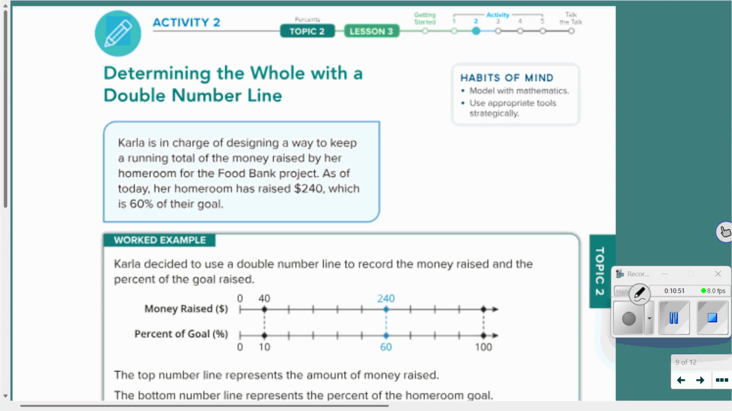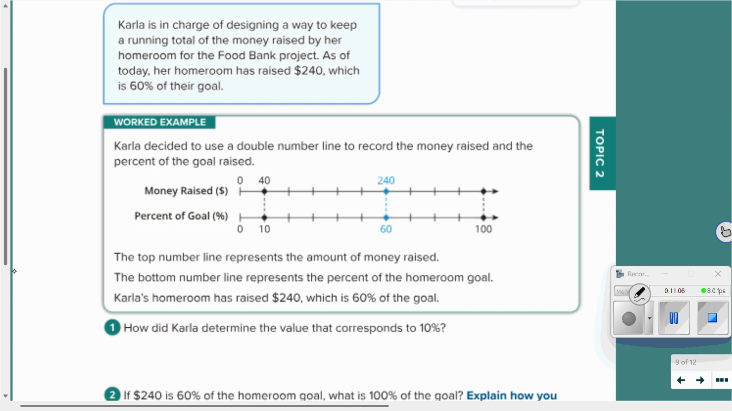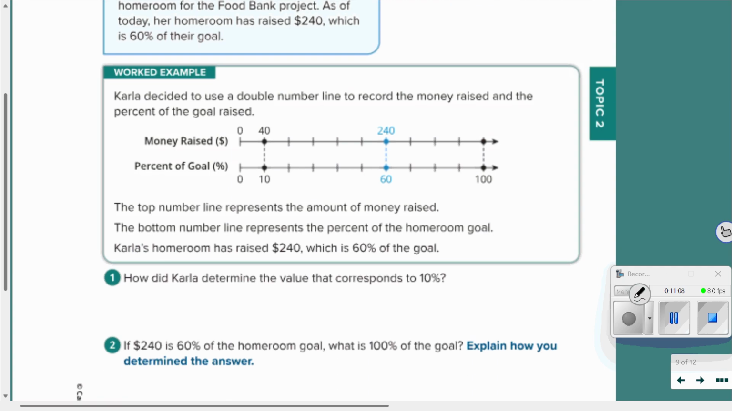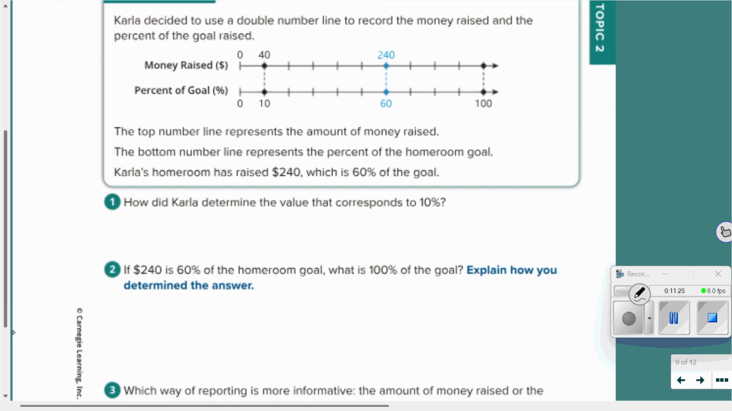All right, so Carla is in charge of designing a way to keep a running total of the money raised by her homeroom for the food bank project. As of today, her homeroom has raised $240, which is 60% of their goal. She decides to represent it on a double number line, and we have worked with these before. The top number line represents the amount of money, and the bottom number line represents the percent of their goal. I want you to use that double number line to answer questions 1, 2, and 3.